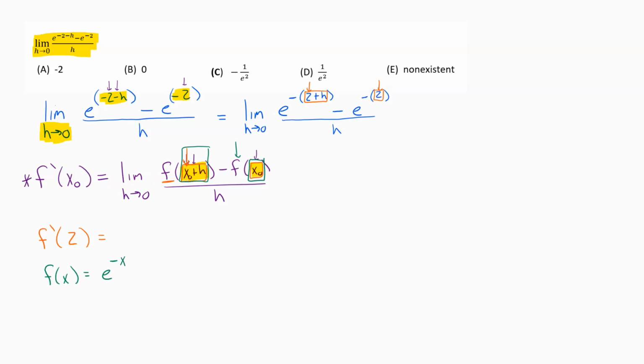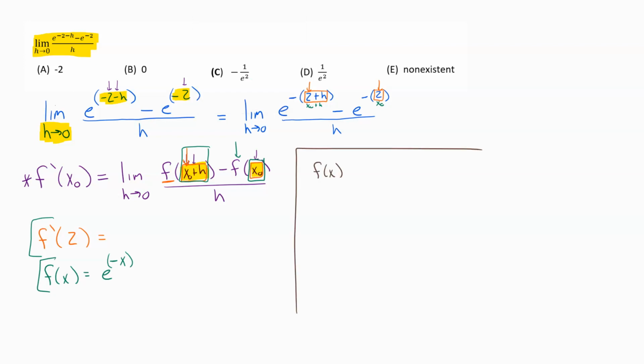This is going to equal e to the negative x, because that's what we're plugging in this x naught plus h into, and plugging that x naught into. So in the end, what we have is the function that we need to take the derivative of, and in the end we'll plug in that value of 2. So we'll come over and take care of that derivative.